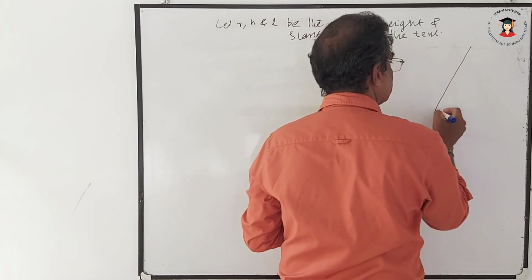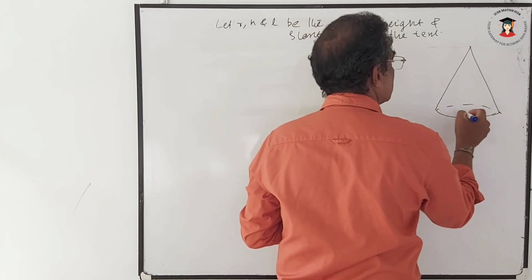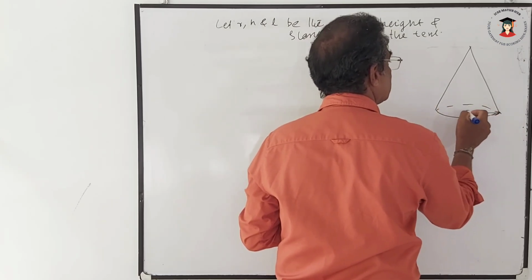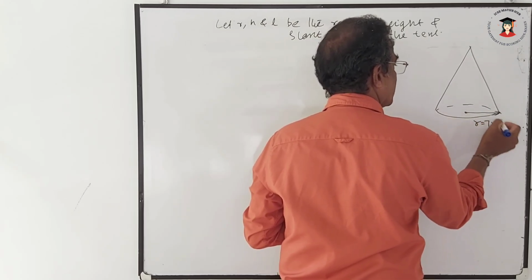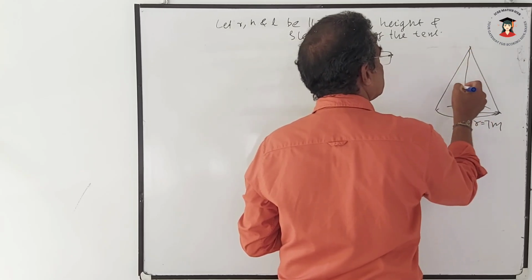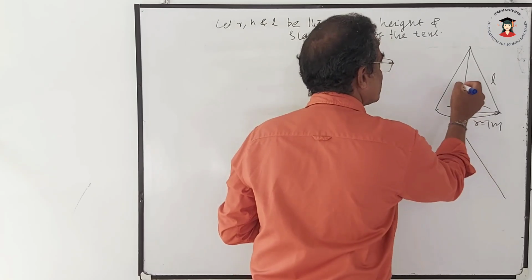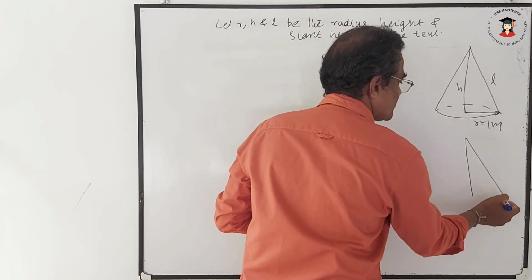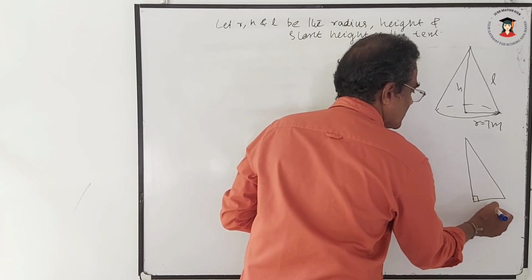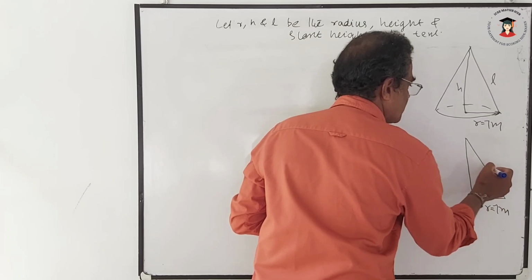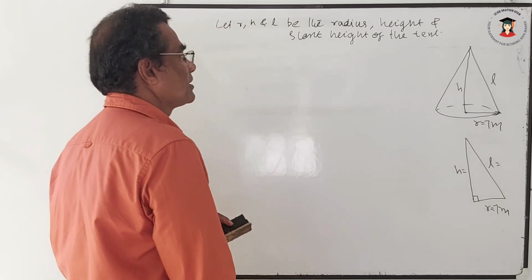So we have a tent. It is in the form of a cone. The radius of the tent is given. r is given as 7 meter. The height is not known. l is also not known. Slant height is this, and this is h, and this is r, that is 7 meter. h and l we need to find out.